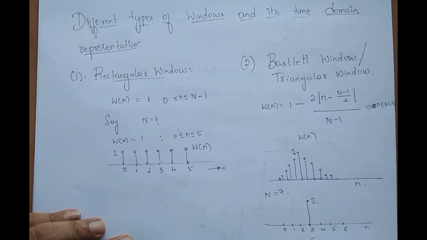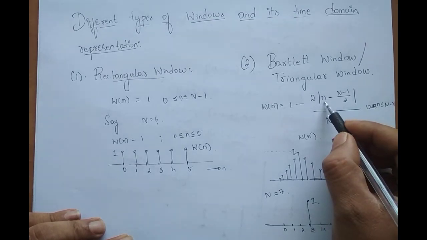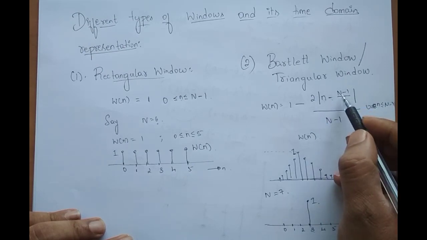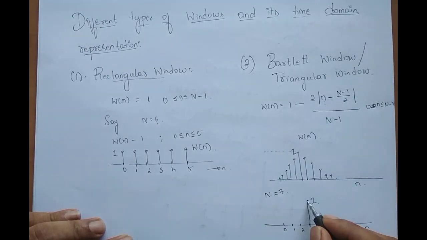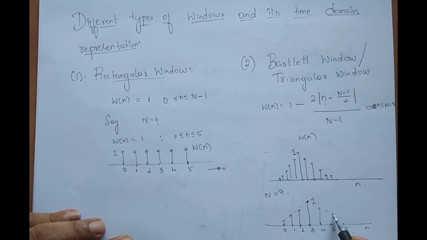So for n is equal to 3, if I put n equal to 3 here, this is 3 minus, so what is the value of N minus 1? It is 6, right? 6 divided by 2 is 3. So 3 minus 3 is 0. 0 by anything is 0, and 1 minus 0 is 1. So I get 1. And before the sample at n equal to 3 and after the sample at n equal to 3, the samples will decrease gradually. Okay. So this is how the Bartlett window in time domain looks like.